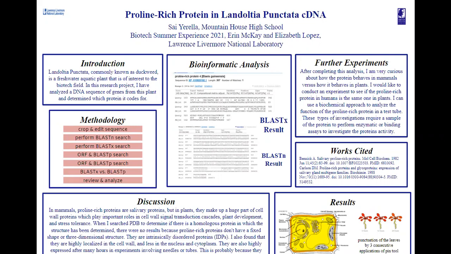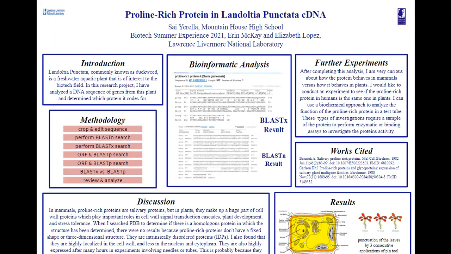codes for. The first step of this project was to crop the ends of the DNA sequence so that it is separated from the vector, and then to edit the actual sequence so that there are no missing or additional bases, peaks that have not been determined that are marked as N, and bases that were wrongly identified.